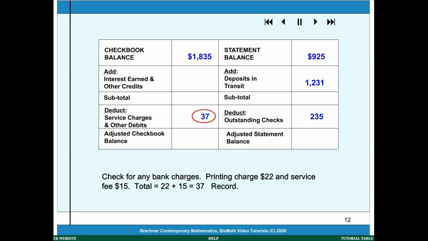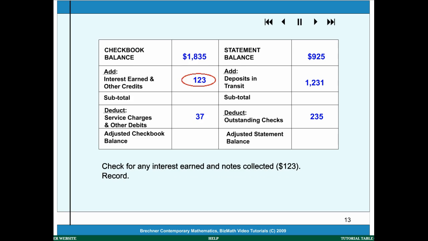Next, look for any bank charges that the bank statement knows about, but the checkbook doesn't. Record the total charges. In the story problem, the bank statement knew about the check printing charge of $22 and the service fee of $15. Record the total of $37 that the checkbook doesn't know about.